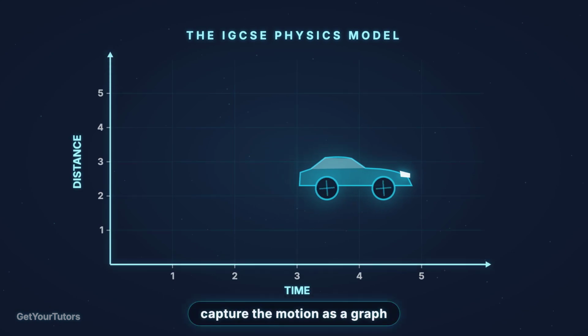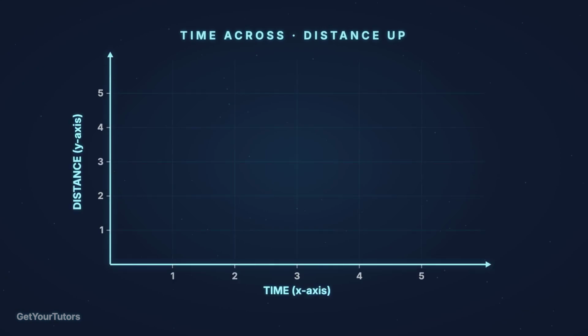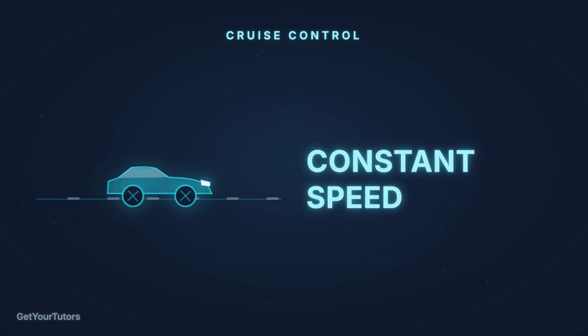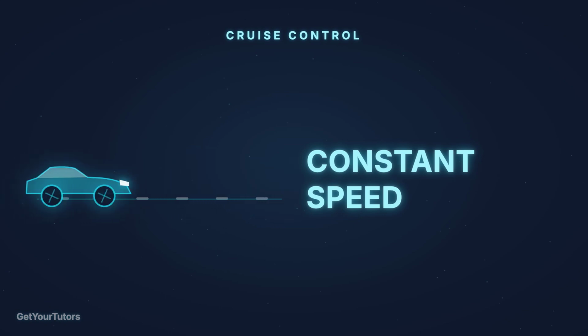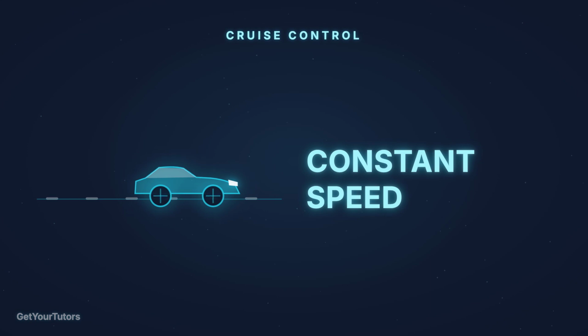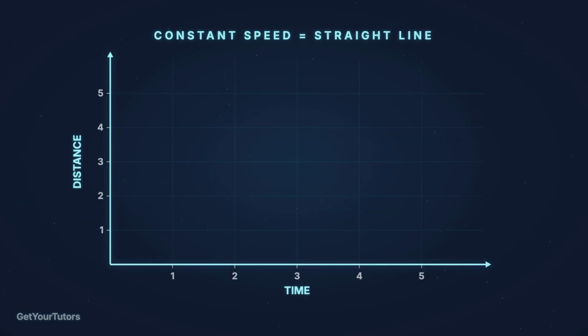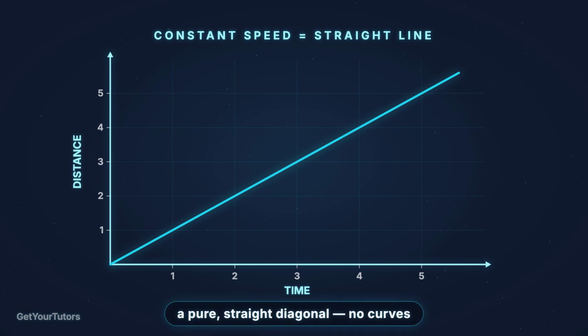We pivot to the strict IGCSE physics model using distance-time graphs. We place time firmly on the horizontal x-axis. As the clock ticks forward, the car's distance from the start climbs up the y-axis. When our hypercar locks into cruise control at a steady, unchanging velocity, we say it is moving at a strictly constant speed. On our graph, this constant speed creates a perfectly straight, diagonal line. There are absolutely no curves, just a pure, linear mathematical relationship.